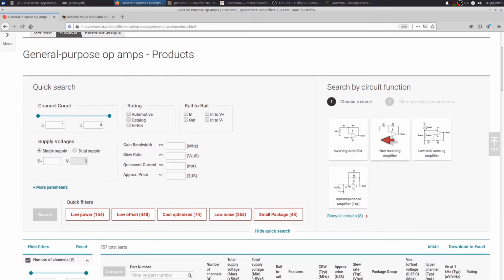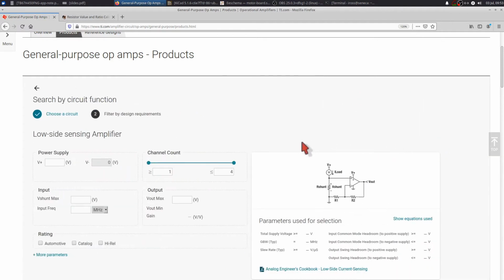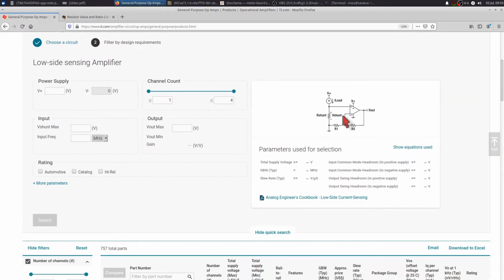Okay, so they've got an inverting amplifier, a non-inverting amplifier, a low-side sensing amplifier, and a transimpedance amplifier as well. If we choose low-side sensing amplifier, this is the circuit that we're going to have. We have our load, which is basically the motor and the driver, the shunt sensing resistor, which we calculated, the op-amp, and a feedback network.